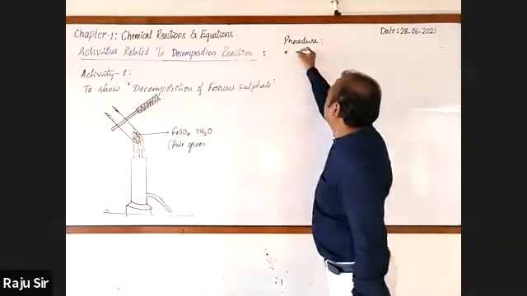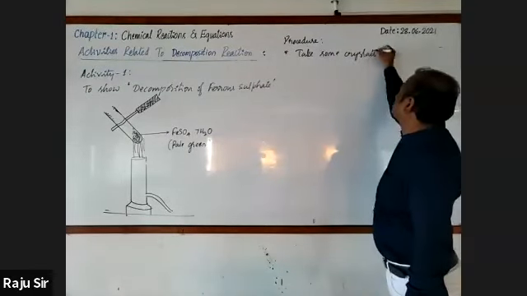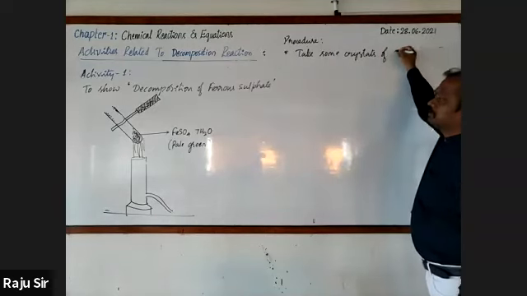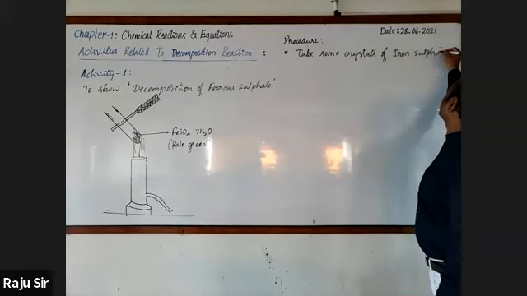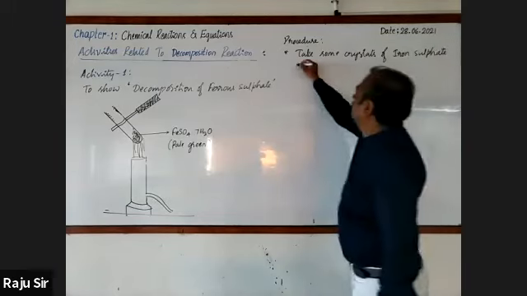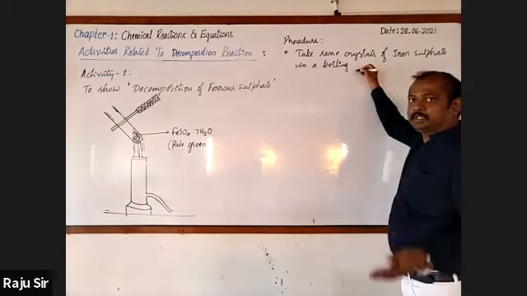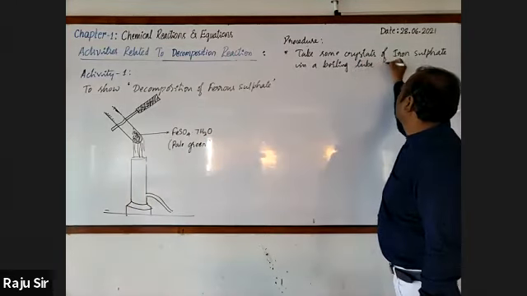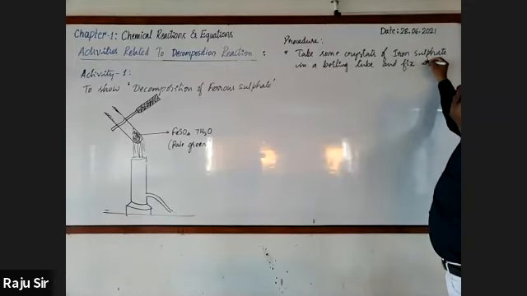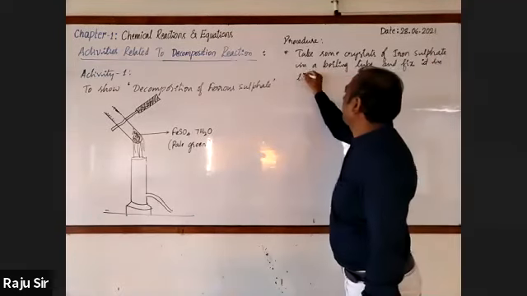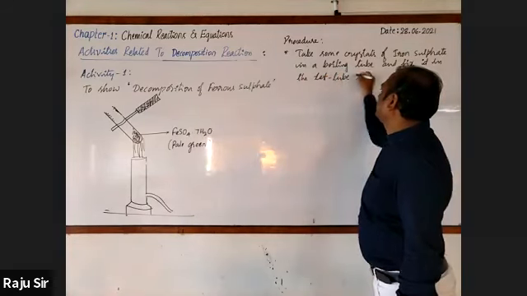Right? Take some crystals of iron sulfate or ferrous sulfate in a boiling tube. Boiling tube is nothing but test tube. And fix it in the test tube holder.